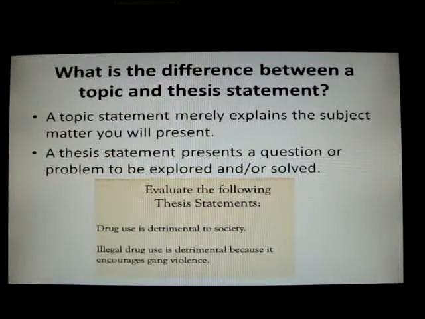Now, something that people have a lot of trouble with is the difference between a topic and a thesis statement. A lot of teachers don't really differentiate. In fact, when I was looking around on the internet trying to find some assistance with this, I found that most of what's out there doesn't know the difference between a topic and a thesis statement. They think they're the same thing. They're not. A topic statement is just simply saying, hey, this is what I'm going to talk about. This is my topic. This is the thing I want to discuss.